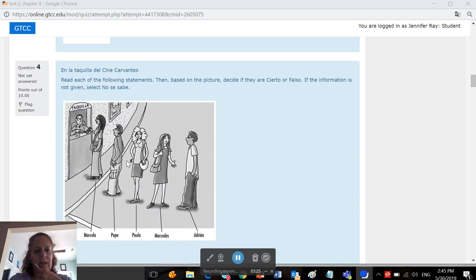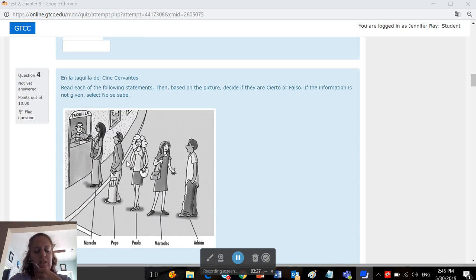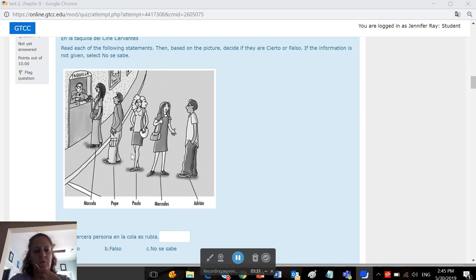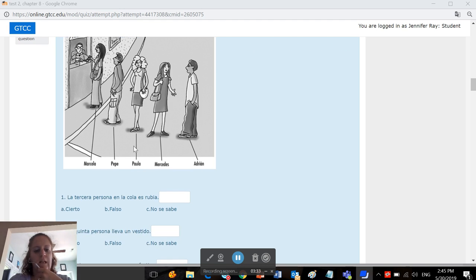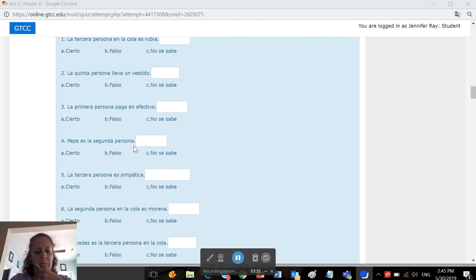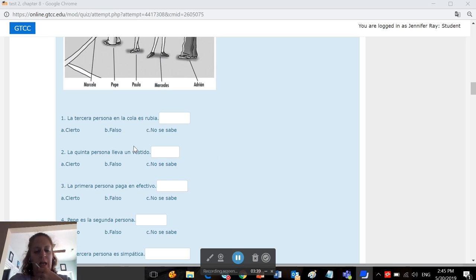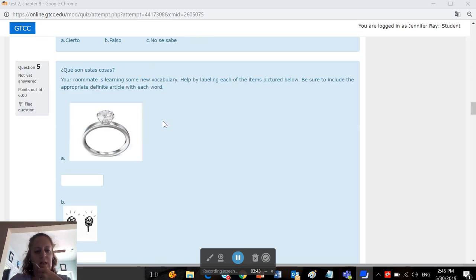En la taquilla de Cine Cervantes, read each of the following statements, then based on the picture, decide if they are cierto or falso. If the information is not given, select no se menciona. And I think here it looks like rather than writing A, B, C, go ahead and write the word cierto, falso, or no se sabe.